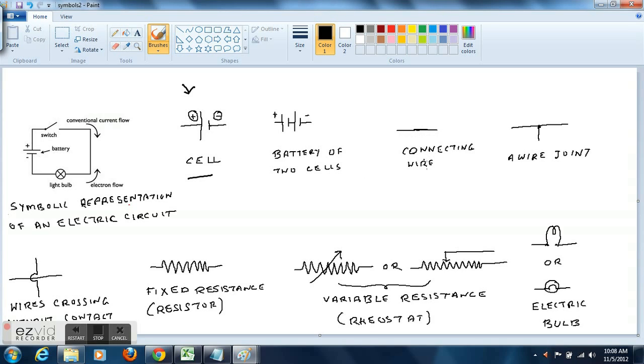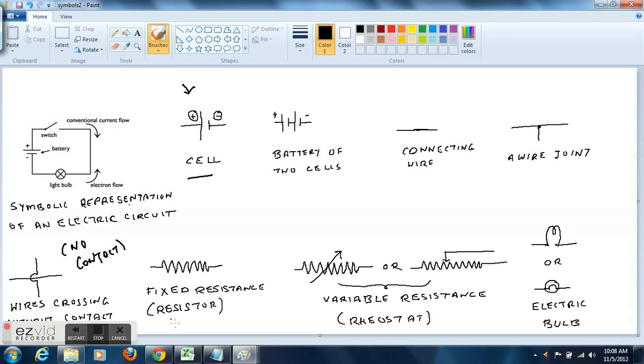Then is a connecting wire. Then this is the wire joint. Next is wires crossing without contact. That means there is no contact here. You can see there is a circular loop here. That means it is indicating that there is no contact.